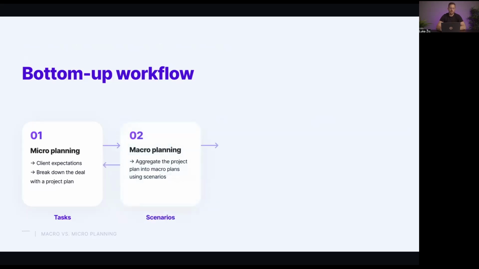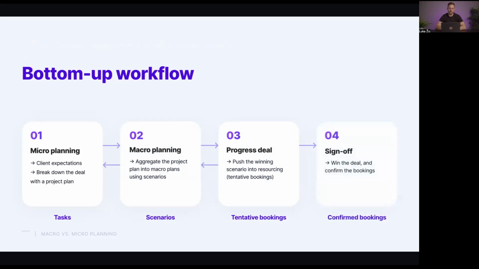Next up after this, we will do some macro planning. So we will aggregate all of those tasks that we've created, translate them into services, and say, okay, this is the scenario that we have. This is how we're planning to actually deliver the work. This is how it makes sense for us financially. And at this point, the next step is clearly to progress the deal, to make sure with the client that what we're selling makes sense for them, and at a later point to also sign off on the job. So you see that all of the steps are the same, they're just inverted to a certain extent.